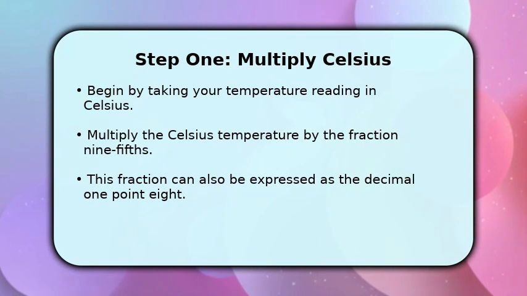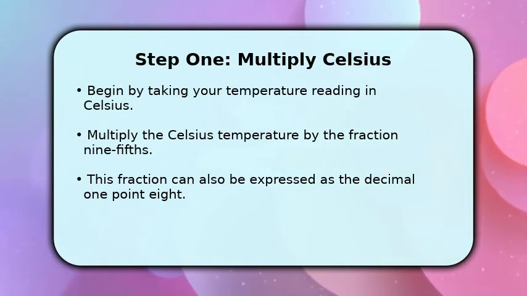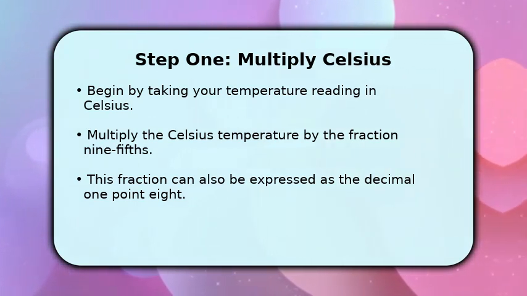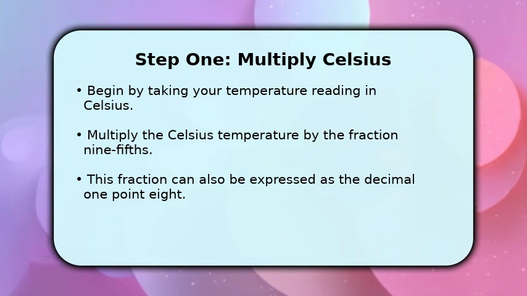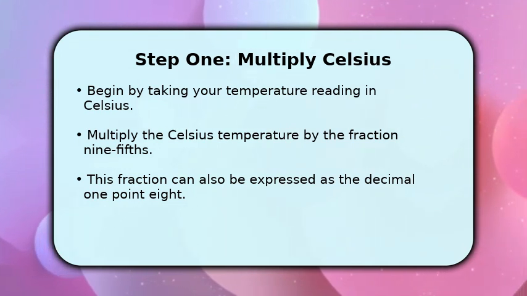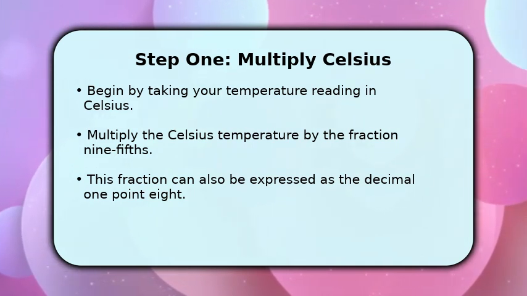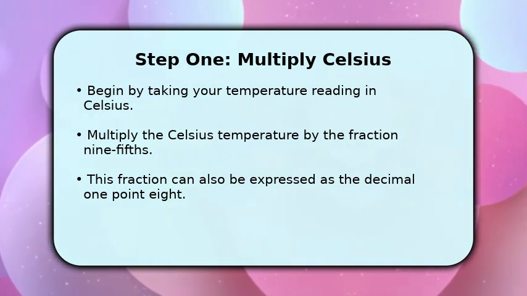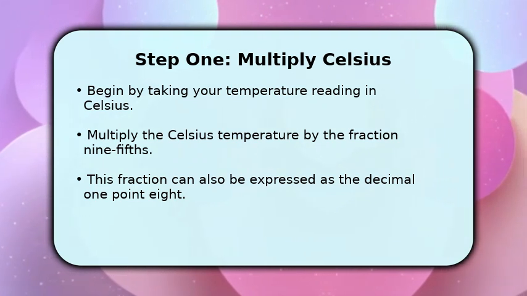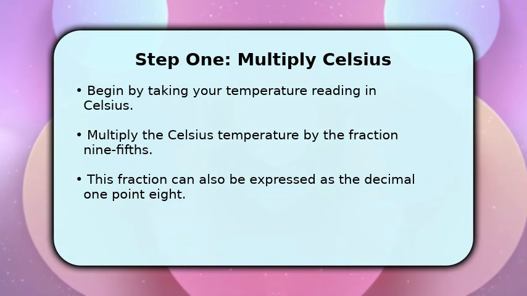The first step in converting Celsius to Fahrenheit is to multiply your Celsius temperature by a specific factor. You'll take your Celsius value and multiply it by 9/5, or 1.8. For example, if you have 0 degrees Celsius, multiplying by 1.8 gives you 0. If you have 10 degrees Celsius, multiplying by 1.8 yields 18. This initial multiplication sets the stage for the final calculation.